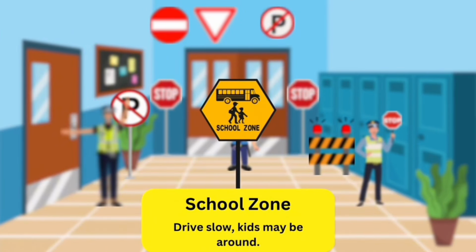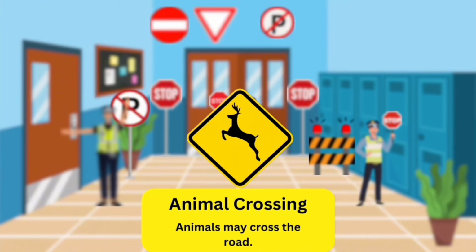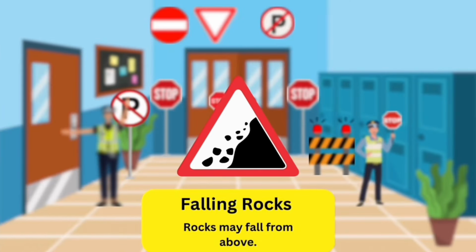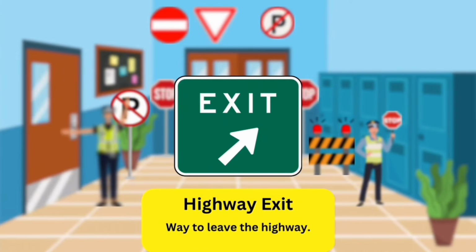School zone. It means drive slowly, kids may be around. Animal crossing. It means animals may cross the road. Falling rocks. It means rocks may fall from above. Highway exit. It means a way to leave the highway.